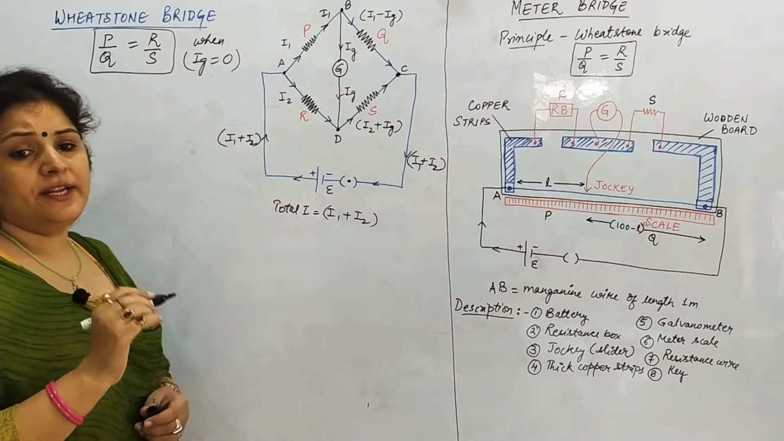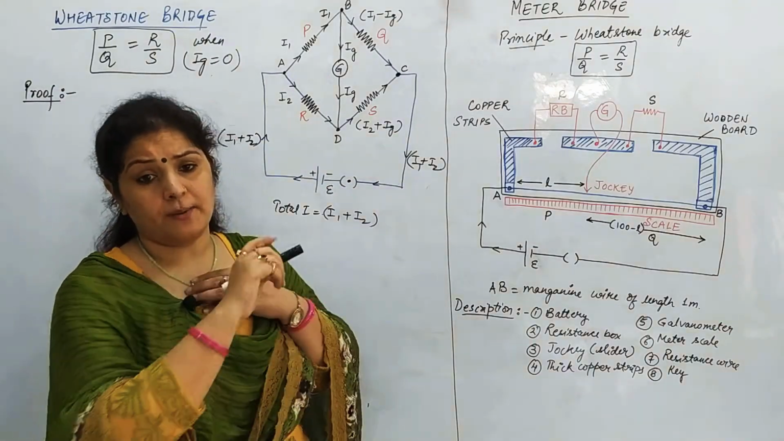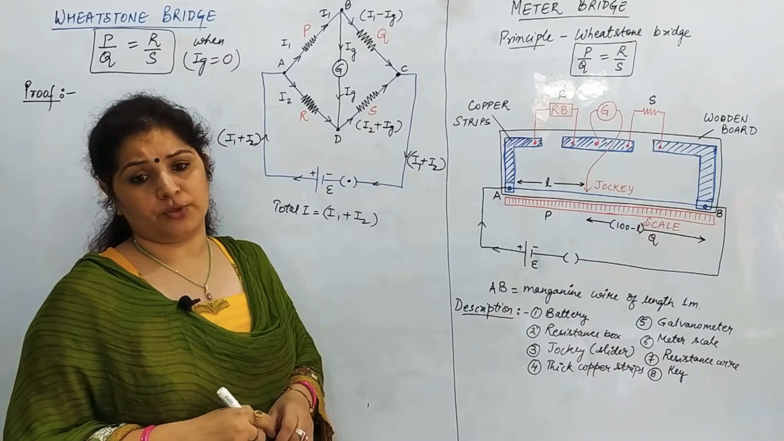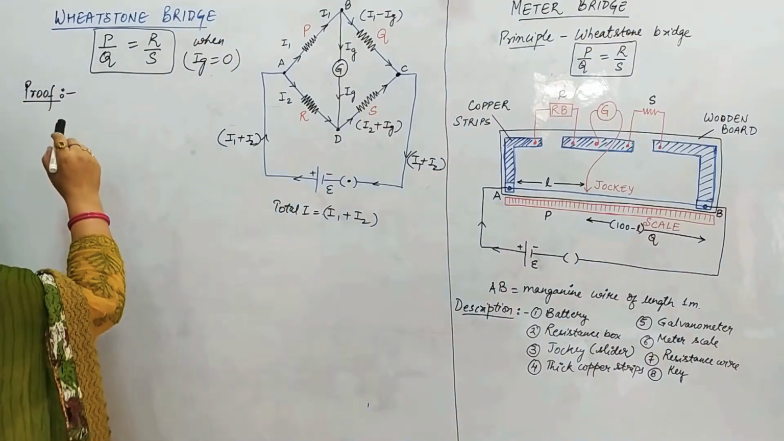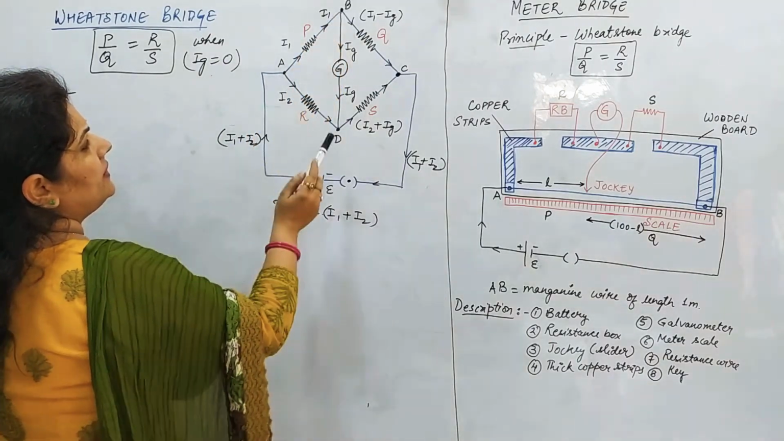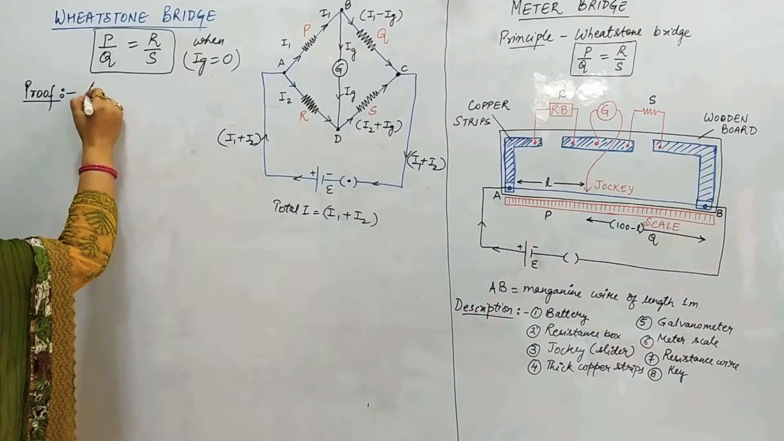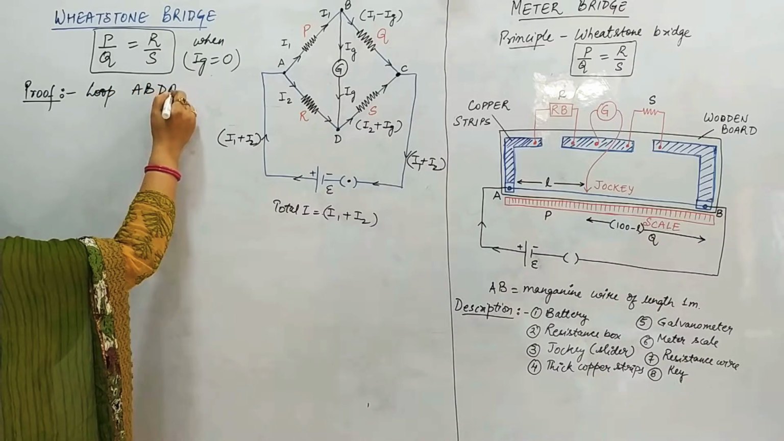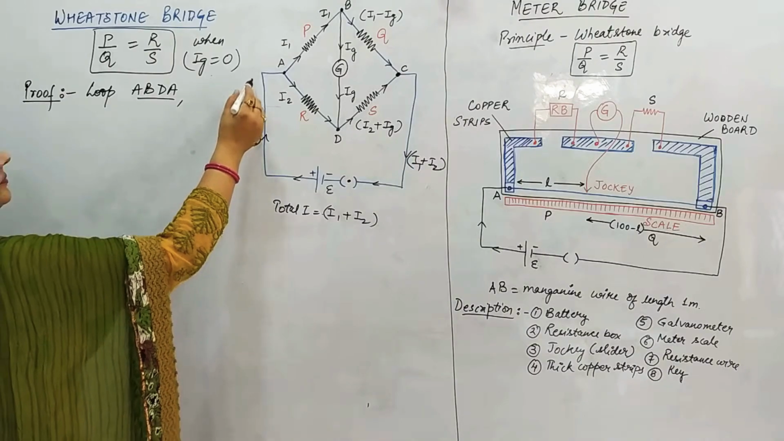Children, this is very important. Today's meter bridge experiment is completely based on this. So you need to understand what the Wheatstone bridge principle is, right? So let us take loop A, B, D, A. Loop A, B, D, A. Right?